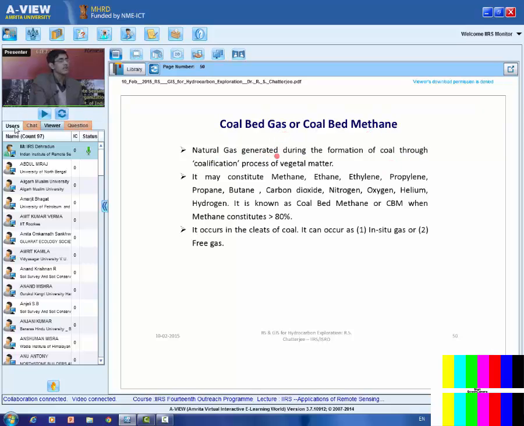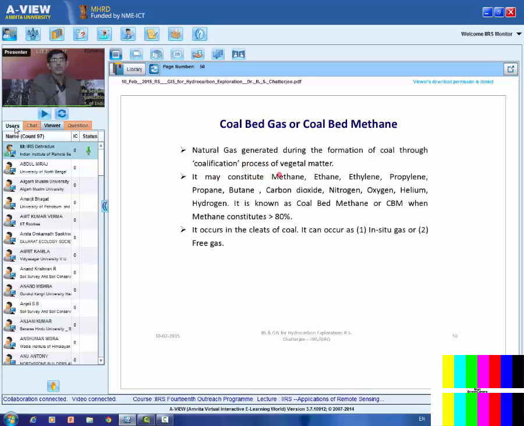Coal bed methane is natural gas generated in the formation of coal through the coalification process of vegetal matter. This gas is adsorbed in the cleats of the coal. So this is basically coal bed gas. During the formation of the coal itself from the vegetal matter, these gases are formed and adsorbed in the cleats of the coal. This is known as coal bed gas.